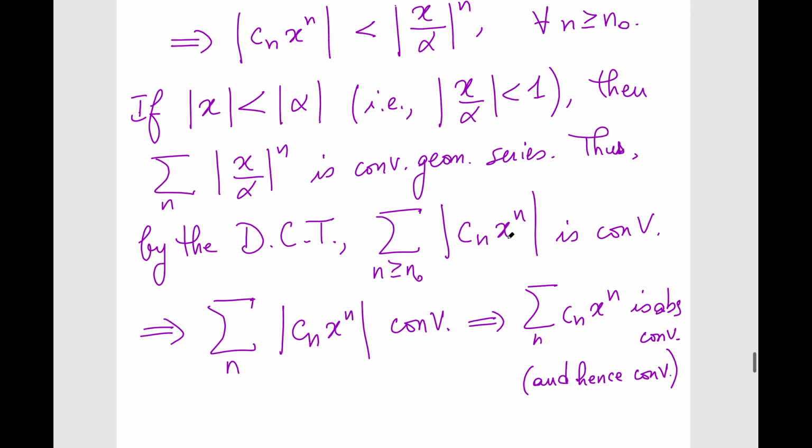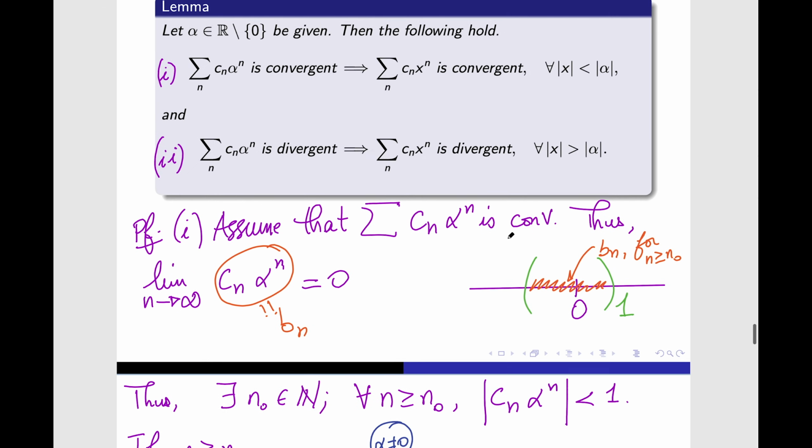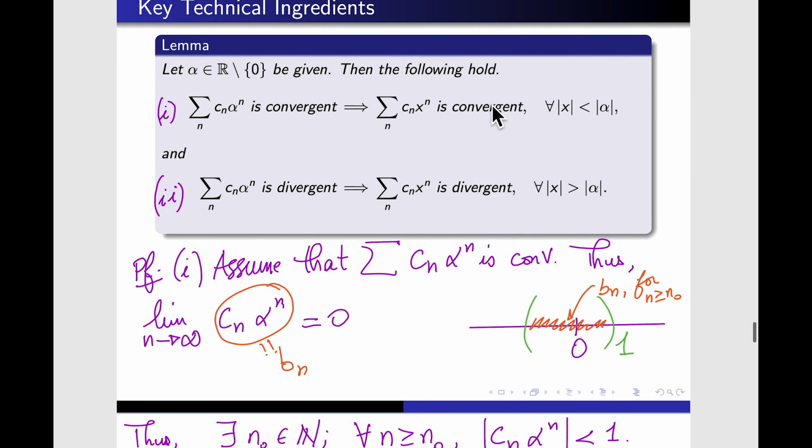Correct? As desired. This is what they want. If you take such an x, which we did, we're going to find that the series whose terms are Cn x^n for such an x is convergent, and we did this. Okay, so this takes care of part 1.